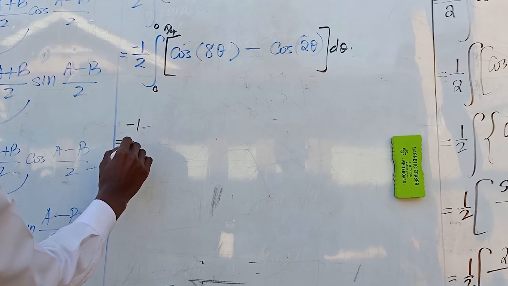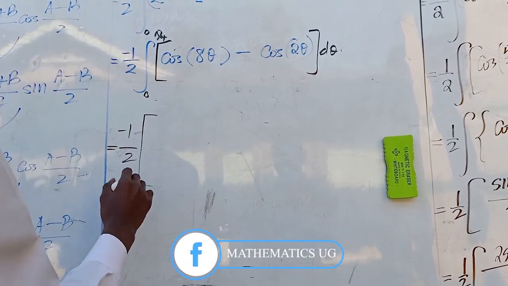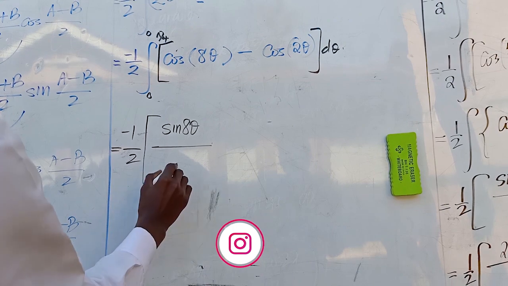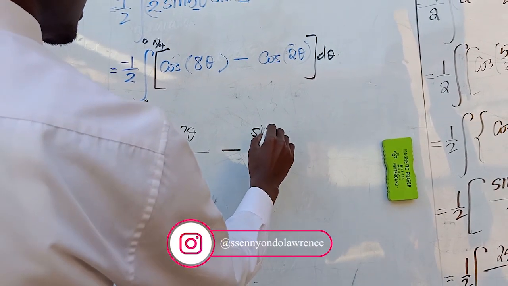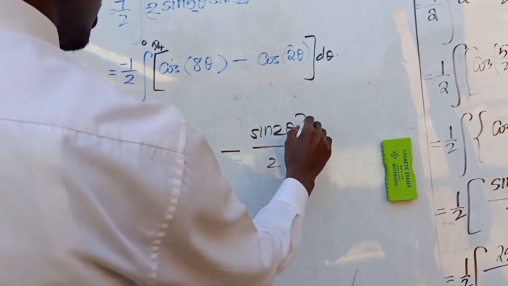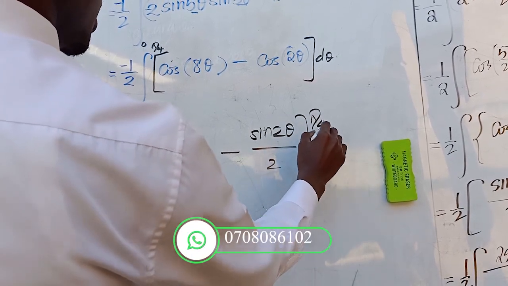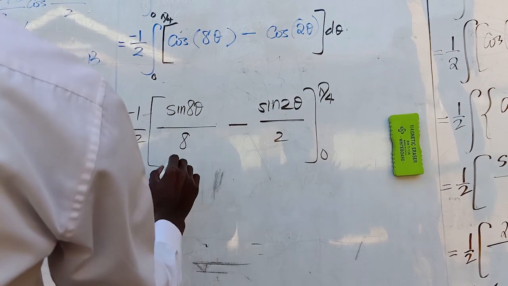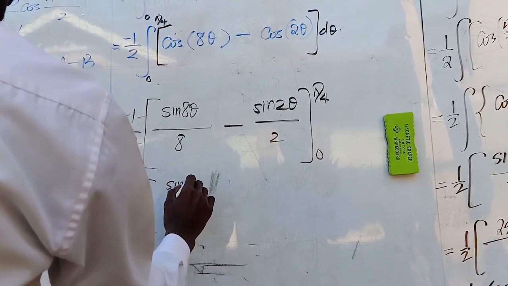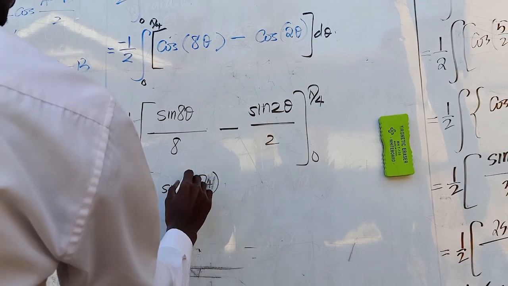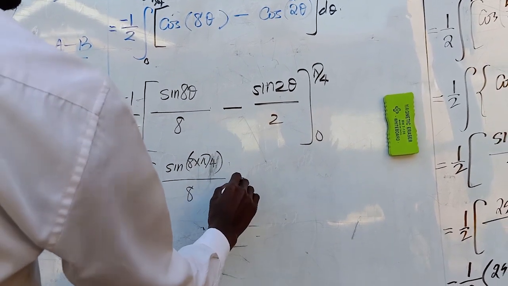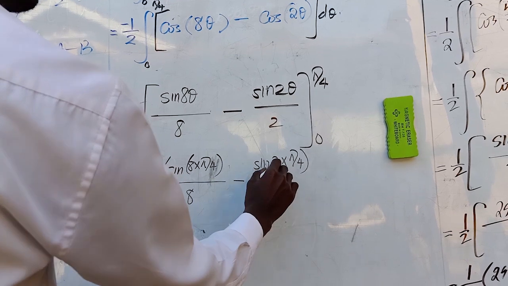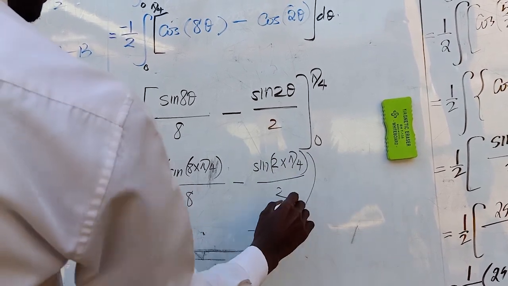Now negative 1 over 2, when you integrate a cos, you get a positive sine. Sine 8 theta divided by 8 minus sine 2 theta divided by 2. The limits are 0 to pi by 4. Then insert limits, negative 1 over 2 into, when you insert limits, you have sine of 8 times pi by 4, 8 times pi by 4 inside that angle over 8, that is the upper limit alone, minus the sine of 2 times pi by 4 divided by 2. That's the upper limit, remember.